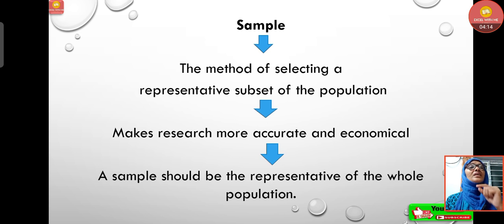Now, sample is the method of selecting a representative subset of the population. It makes research more accurate and, obviously, more economical. We cannot move all around the country for senior secondary school students. I will specifically take my city. Out of that also, I will select near my area the private schools, maybe 4 or 5, etc. A sample should be representative of the whole population, as we understood here.